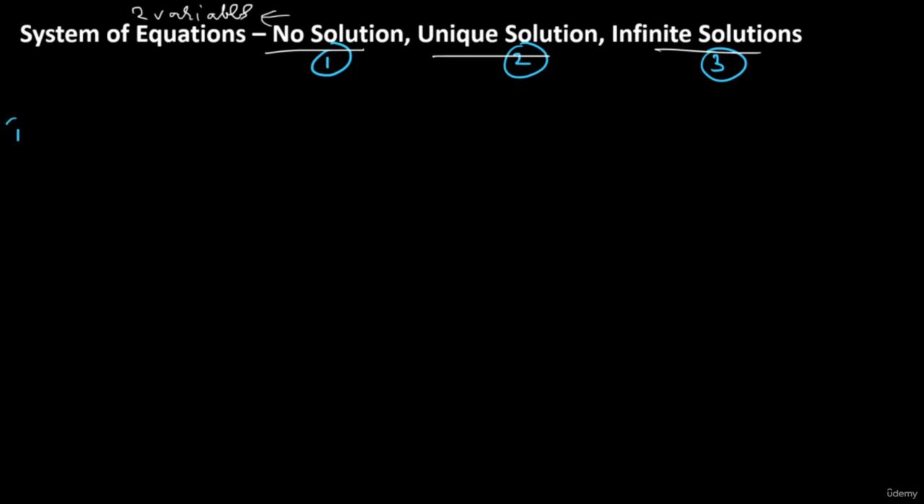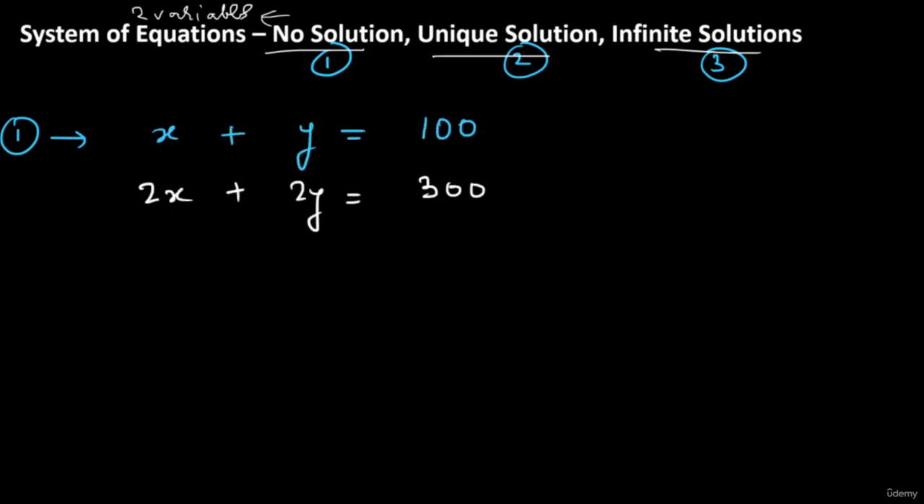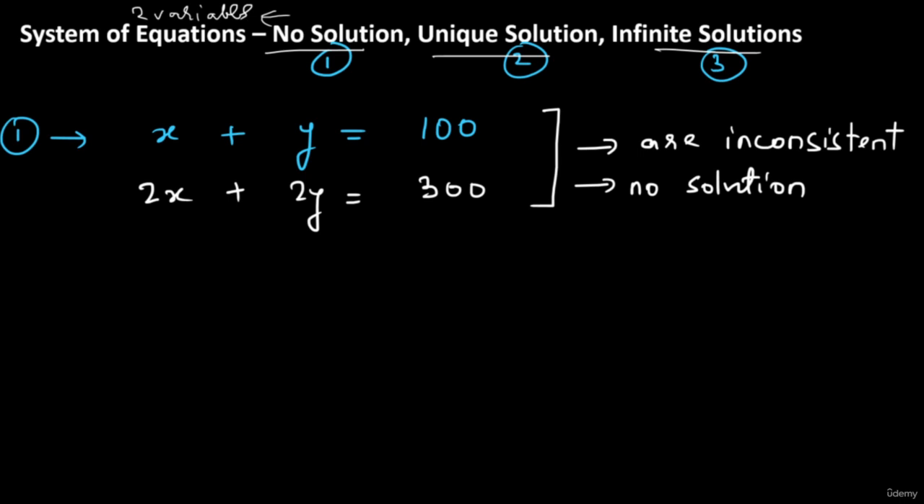Alright, let's proceed. And over here, I have the first scenario. Let's first take an example for all three cases and then we'll discuss the criteria. Now, if I have two equations that say x plus y is equal to 100 and 2x plus 2y is equal to 300, you can see that these two equations are inconsistent and hence they will have no solution.